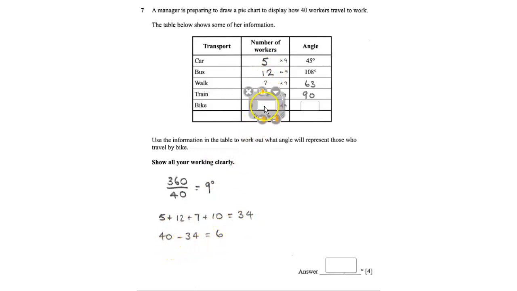34 is 6. So the question says, use your information table and to work out the angle which represents those who travel by bike. So to work that one out, you would just do 6 times 9, and that would be 54 degrees.